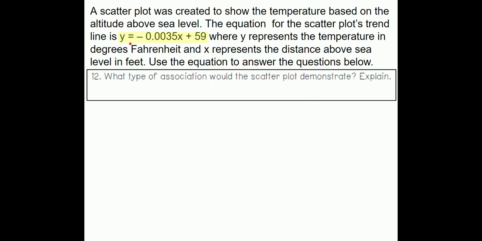Well, let's look at the equation. The two things that we're comparing are the temperature and the altitude above sea level. So y is the temperature and x represents the distance above sea level. As the distance above sea level goes up, our temperature is going to be multiplied by a negative number. We add 59, but that negative shows us that there's a negative trend. So as the distance above sea level goes up, the temperature should go down. So what kind of association should we expect? It should be a negative association because the slope is negative. As easy as that. If you see a negative slope, the association will be negative. If you see a positive slope, the association will be positive.